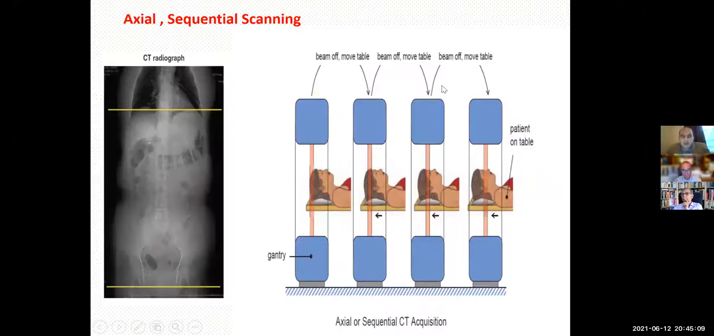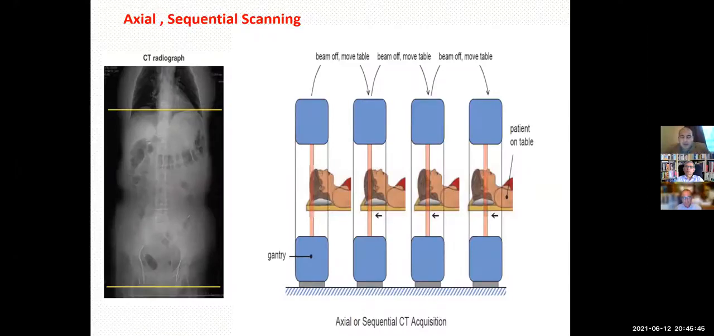Second mode of acquisition you will find here. If you want to scan a patient for abdomen pelvis, starting from here to the pubic bone, you have axial mode or sequential mode. As you see here, you position the patient in this position. After that, you expose the patient to take one slice. After that, move the table inside and take another slice, and so on, to cover the scanned area or the coverage area. But it takes more time, okay.